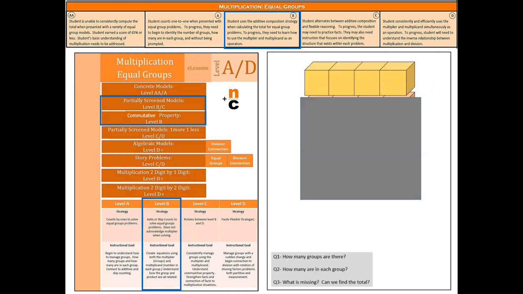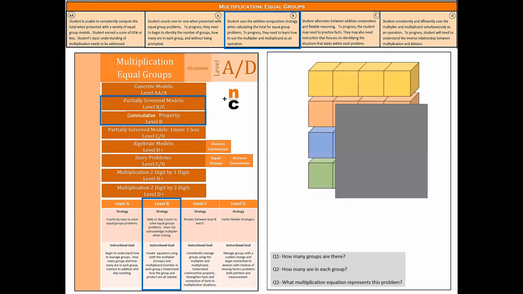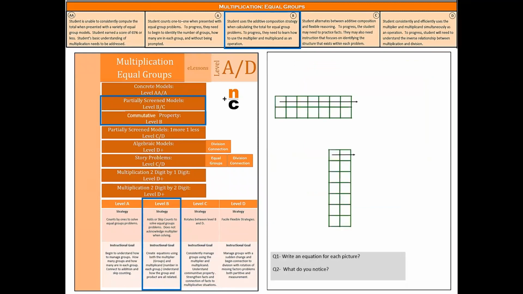Now for the next one, again, they can't see how many groups there are, they just can see how many in each group. Then we'll say, okay, now we're going to shift it over, and what this does, it forces them with their eyes to account for both the groups and the number in each group.